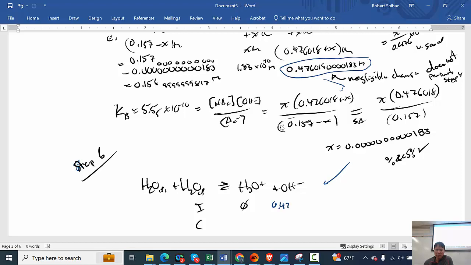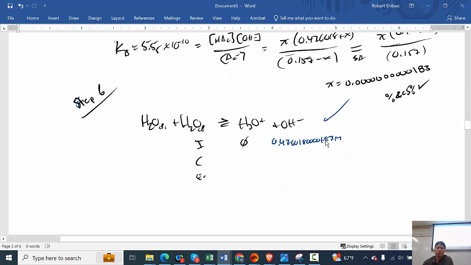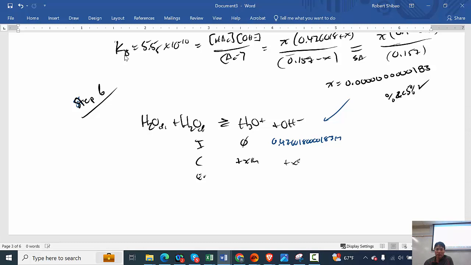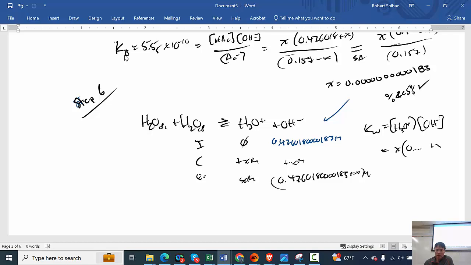And that's going to be 0.4760180000183 molar. I'm going to do plus X molar here, plus X molar. We'll have X molar and 0.4760180000183 plus X molar. So Kw is equal to the hydronium ion concentration times the hydroxide ion concentration. And this is going to be X times this plus X.